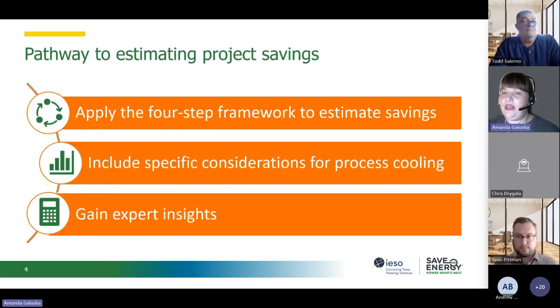So why are we here today? We will be talking about using a process-driven approach to estimate savings, which involves applying a four-step framework. Along this pathway, we will include specific and special considerations for process cooling and refrigeration projects. And really the best part of having our industry specialists here, our goal is that you will walk away with expert insights to confidently address questions and be able to refine your existing techniques for estimating savings for your various projects.